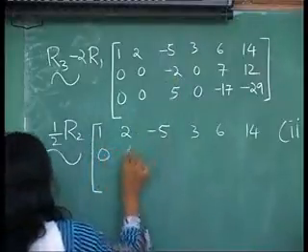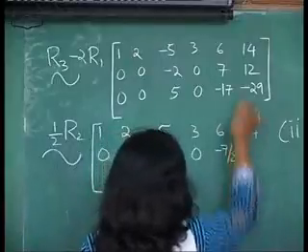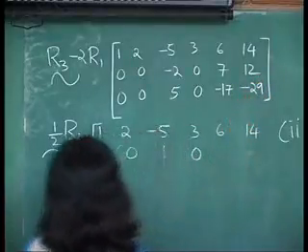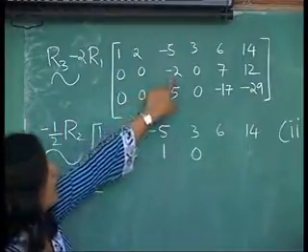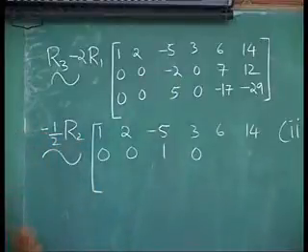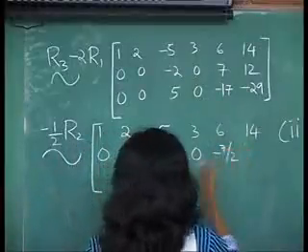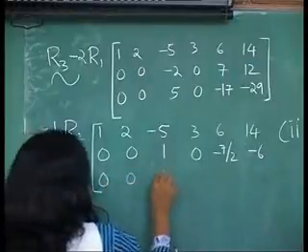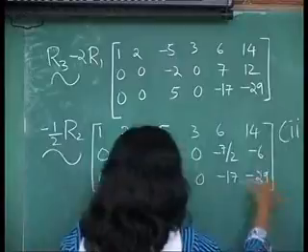So we'll have 0, 0, 1, 0, minus 7 by 2, and this will be, it's the same sign. I should have divided by minus half because I want to get a plus 1 over here. So let me do minus 1 upon 2 times R2. So 0, 0, 1, 0, minus 7 by 2, and this will be minus 6. Then we have 0, 5, minus 17, minus 29.